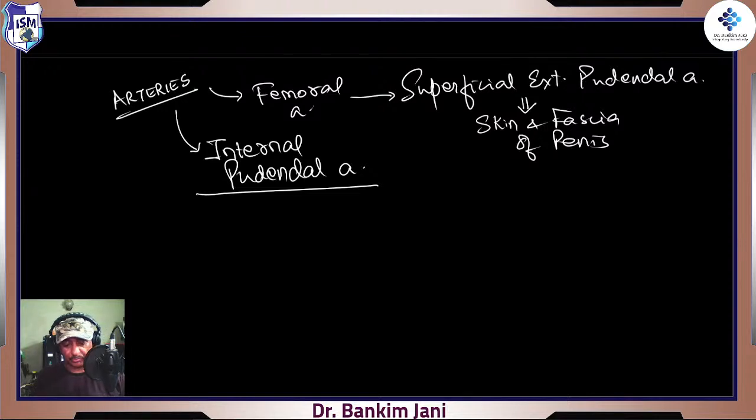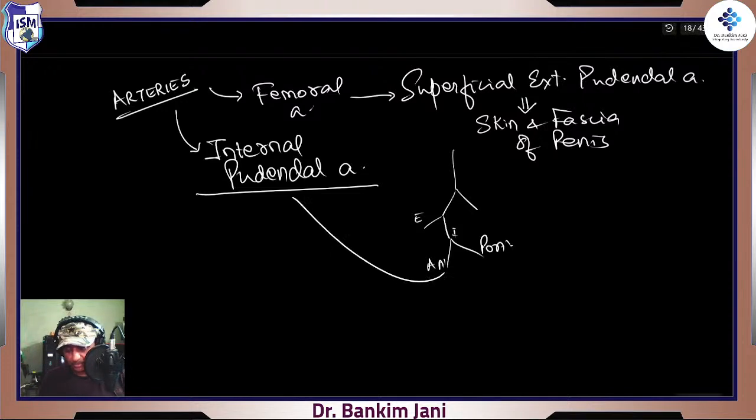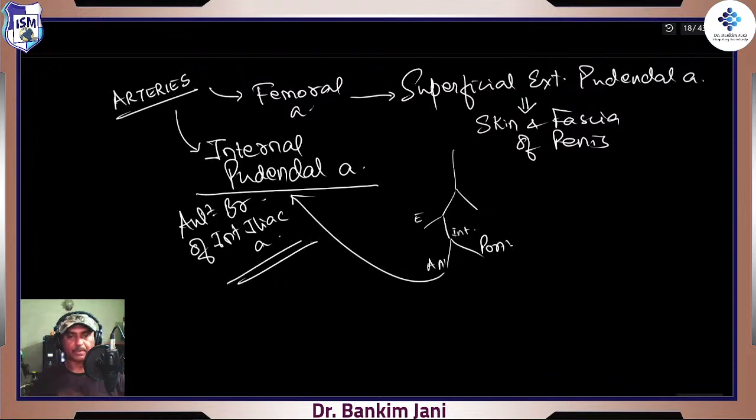So how does this internal pudendal come? It's like that aorta, right? That aorta divides into common iliac. Common iliac would divide into external iliac and internal iliac, and this internal iliac will divide into anterior and posterior branch. Internal pudendal is an anterior branch of internal iliac artery, right? And then this divides into a few important arteries.